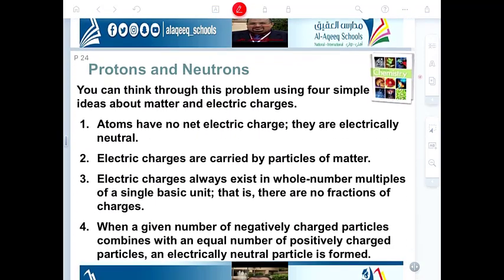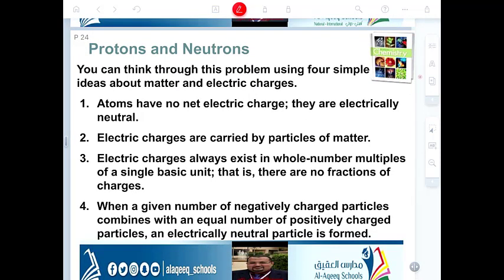We have 4 ideas about matter and electric charge. Idea 1: atoms have no net electric charge, meaning they are neutral. What does it mean? The number of negative electrons in the atom equals exactly the number of positive protons, and neutrons are already neutral. So we can say there is no net electric charge. The atom is electrically neutral.